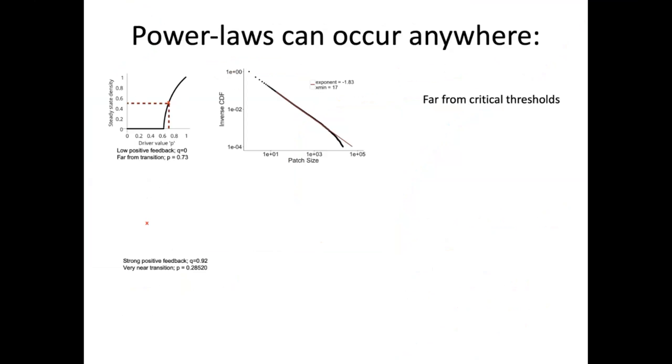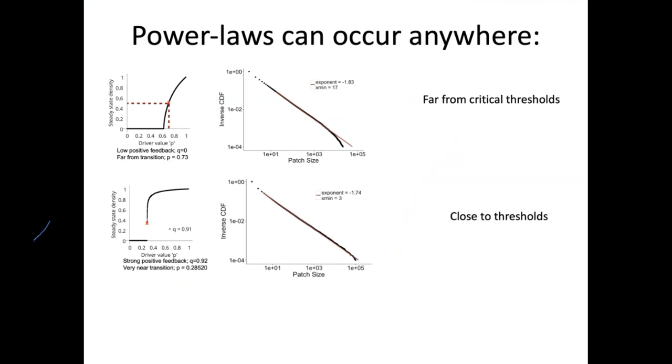So what we have done here is assume that we have chosen a value of P which is in the middle of this phase diagram, continuous phase transition, which is low positive feedback. So I have chosen a system far from the critical point zero here. And then you find that at this point, there is a power law in the cluster sizes. So this much simpler model than the previous ones can also reproduce the existence of power laws in ecosystems.